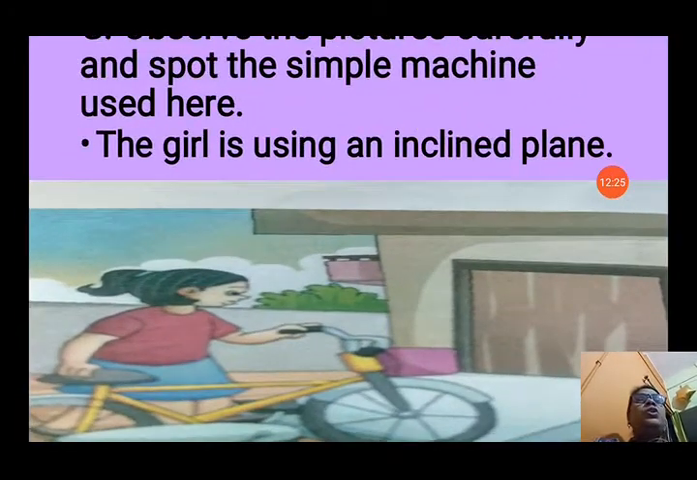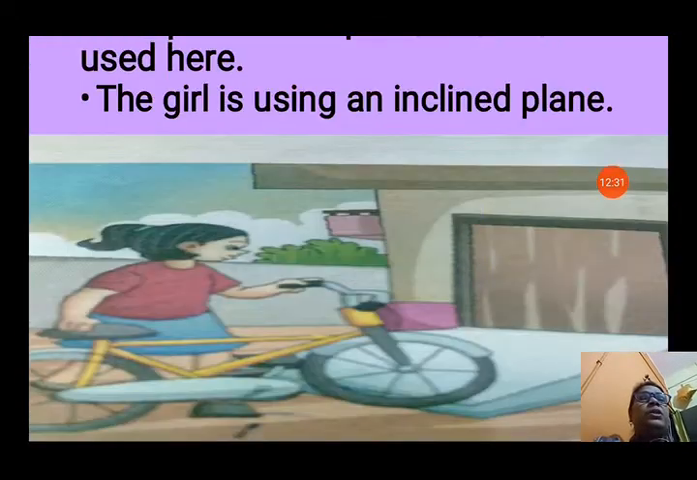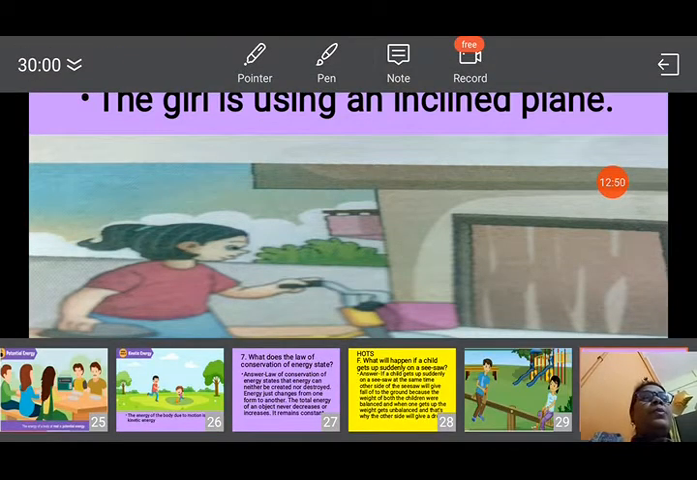Now question number G. Observe the pictures carefully and spot the simple machine used. Here in this picture you can see the girl is raising the cycle along a plane. That plane is an inclined plane. It will be easy for the girl to lift the cycle to the garage because there is a slope in this surface, that is an inclined plane, that makes our work easy, and it is also a simple machine.